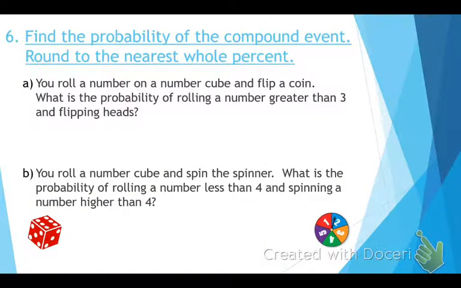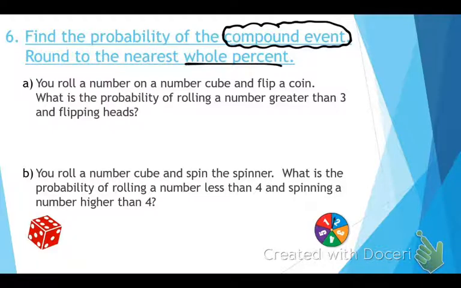Problem 6 says to find the probability of the compound event. I want everyone to either take your red pen or your pencil and draw a cloud around compound event. These are clue words that we want to look for. What does compound mean? Multiple, more than one, okay? So always be looking for more than one event when you see this in your directions. And then it asks us to round to the nearest whole percent. You roll a number on a number cube and you flip a coin. So those are going to be our two things, our two events that we're doing.